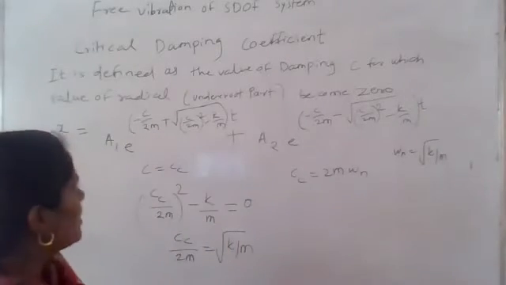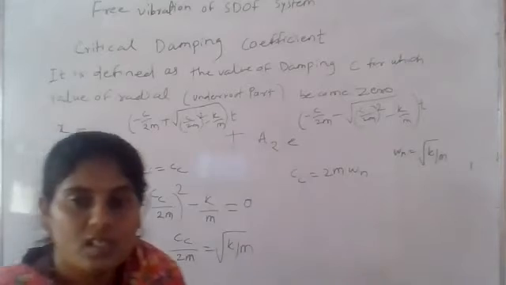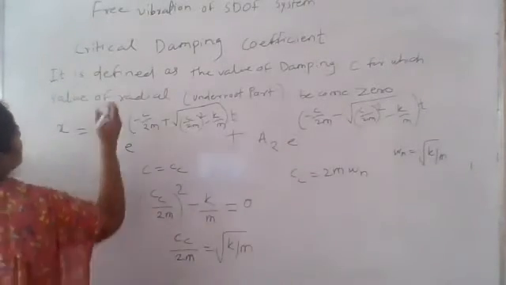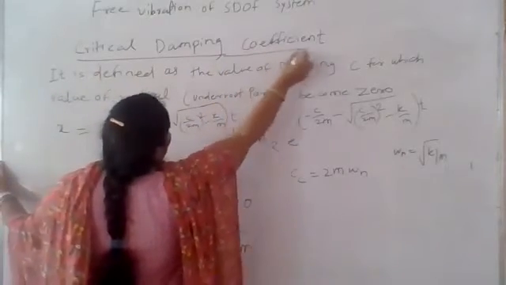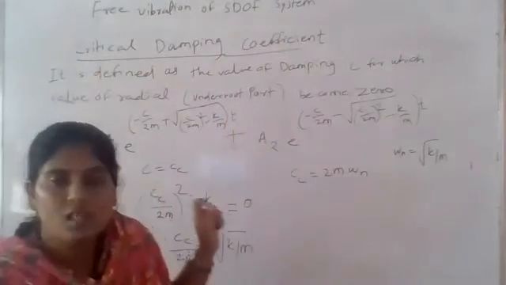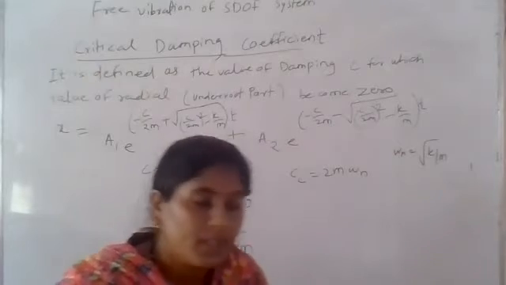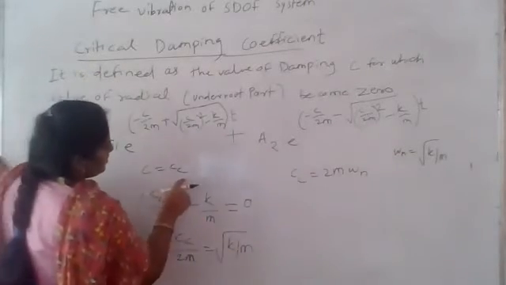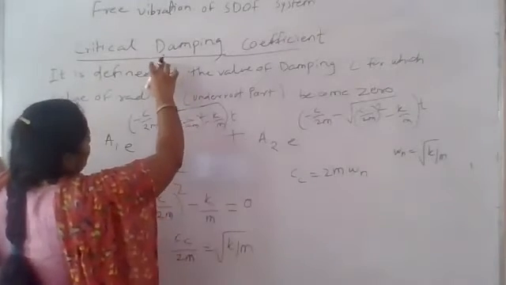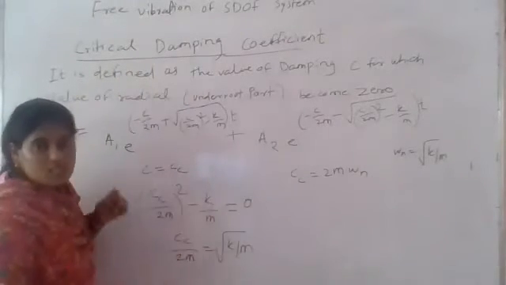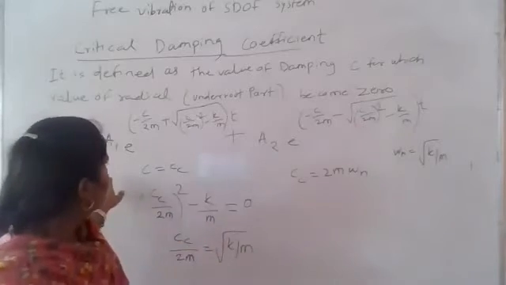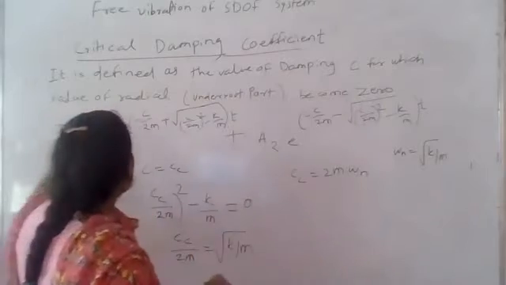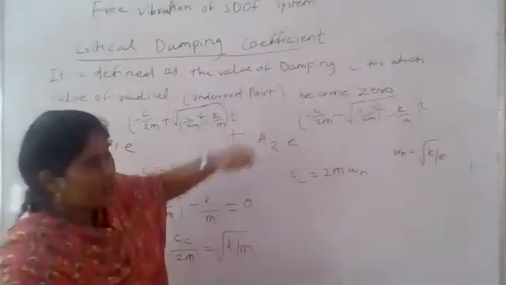Okay. The next point is solving this equation in terms of C and CC. The most important concept here is critical damping, the critical damping coefficient. We already know C is the damping coefficient. But when C is equal to CC, it is defined as the value of damping C for which the value of the radical, the under root part, becomes 0.